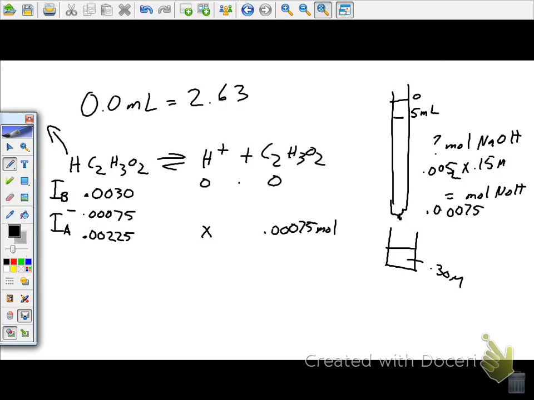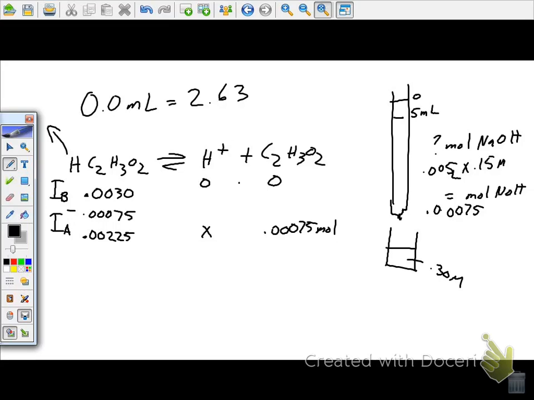Wait, why? Because when the H's go, how many of these do you have? The same amount of the H's that came off. So the OH's that are added take away the H's here to make water. We're left with C2H3O2. How much are we left with? 0.00075. Now this is what we did yesterday.